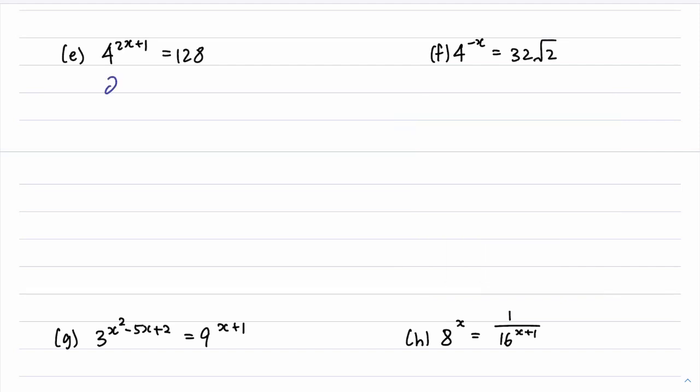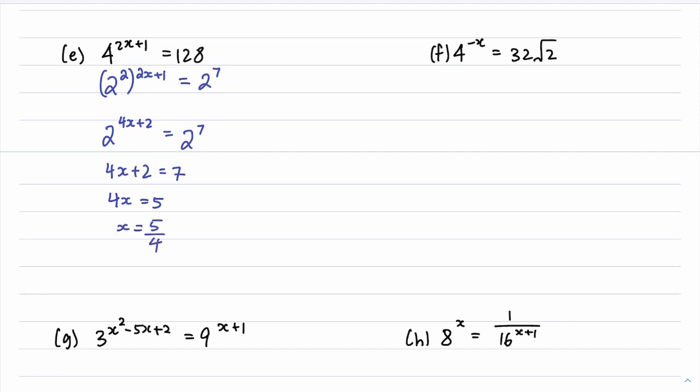All right, so let's rewrite the left-hand side as 2 to the power of 2. I'm going to put that in brackets and keep the 2x plus 1 on the outside for now so that I don't get messed up. And 128 is equal to 2 to the power of 7. Now let's distribute the 2x plus 1 through the bracket, giving us 2 to the power of 4x plus 2 equals 2 to the power of 7. Now we have the same bases on both sides. We set the exponents equal and continue to solve for x, giving us 5 over 4.